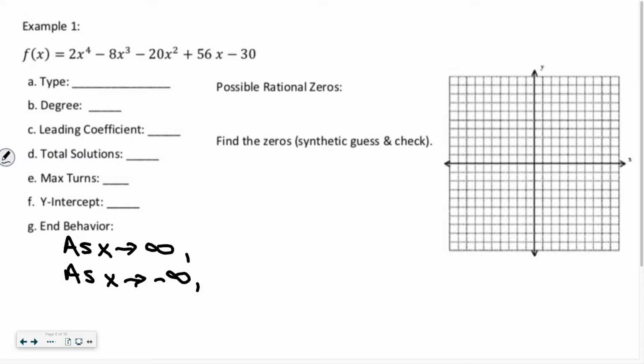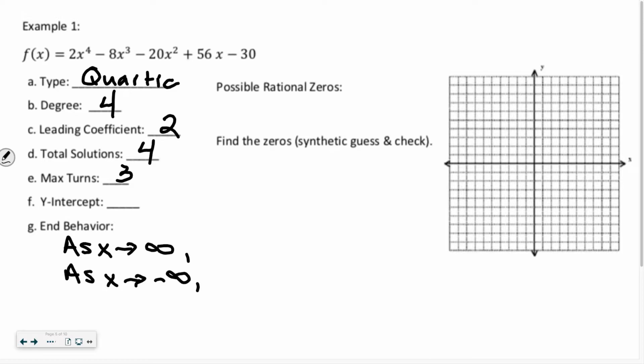Sarah, what'd you say for type? Quartic. Awesome. Elvis, what do you say for degree? 4. Excellent. Mickey, what do you say for leading coefficient? 2. Awesome. Kristen, what do you say for total solutions? 4. Remember, that's the same thing as total zeros. Sierra, what do you say for max turns? 3. One less than the degree.